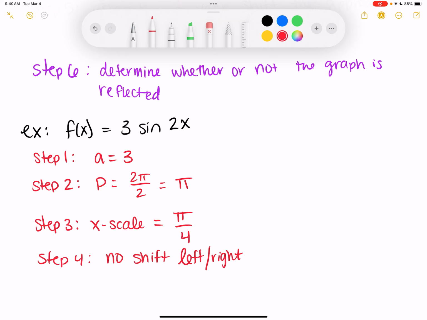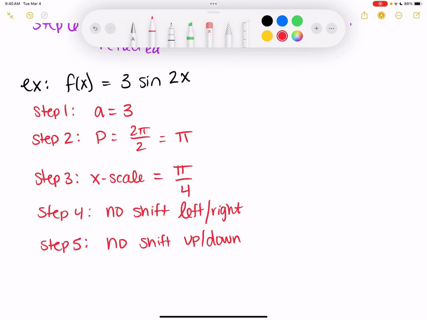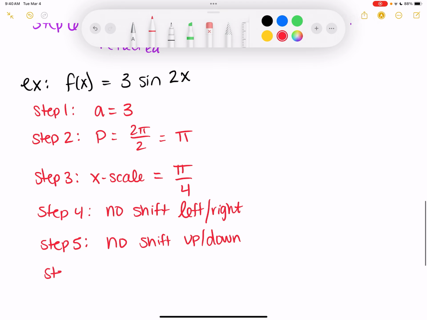Step 5, does this one shift up or down? Neither. Correct. There's nothing being added or subtracted at the end, so there's no shift up or down. Again, I wouldn't write that if we weren't doing it step by step. Step 6, is it reflected? No. So this one is not reflected.